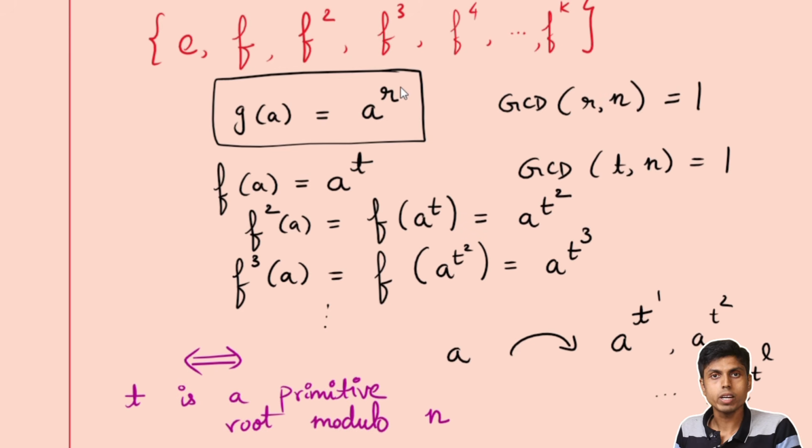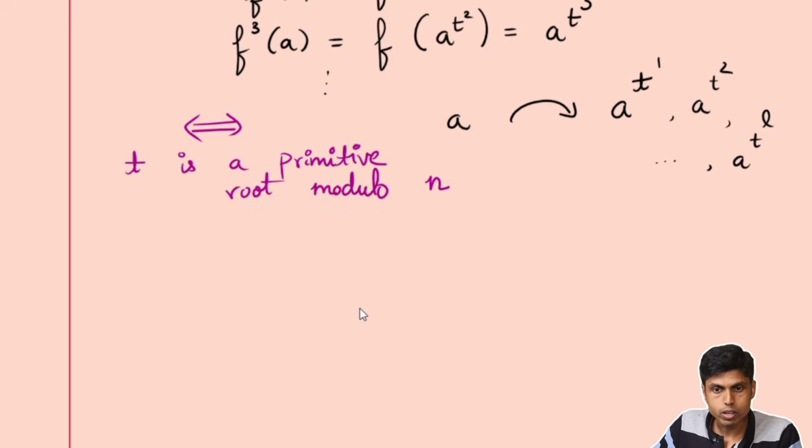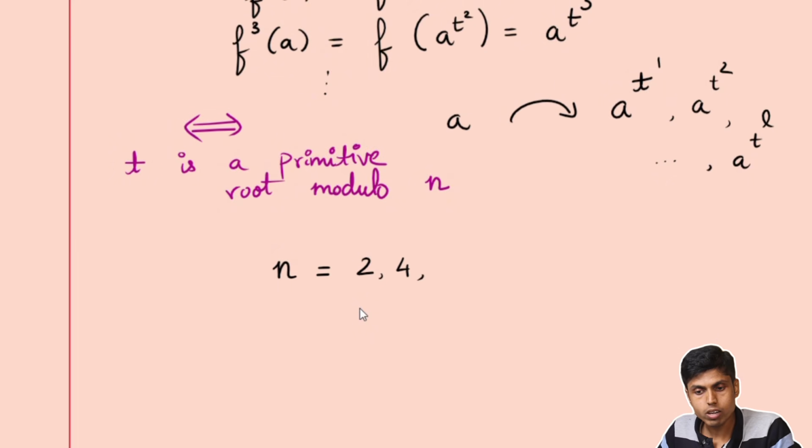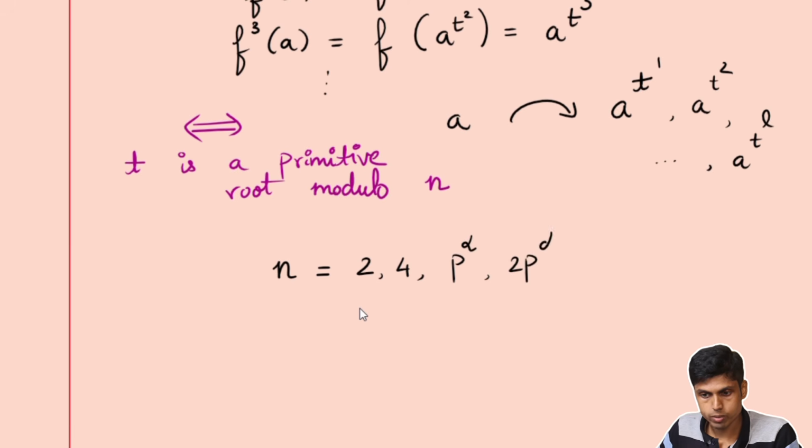But what if the number n does not have a primitive root modulo itself? For example, the numbers that have primitive roots only include 2, 4, p power k for p an odd prime, or 2 times a power of an odd prime, where p is an odd prime.